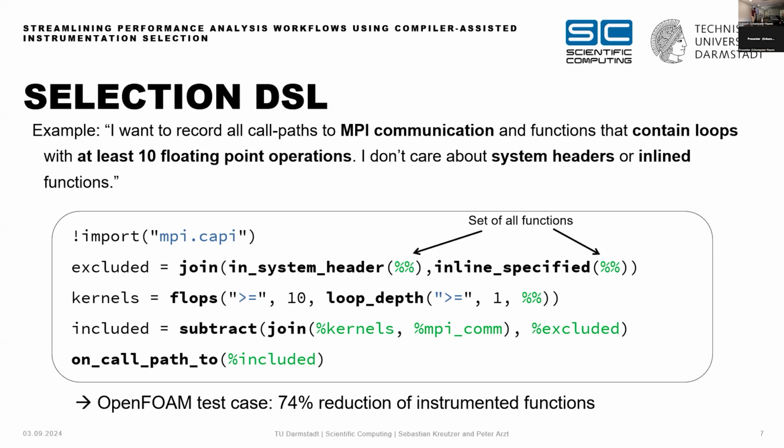Very briefly, this is how it would look in a CAPI query. You can combine and parameterize these individual selector modules, and then combine them to get your final configuration. For OpenFOAM, our specific test case, this led to a reduction of 74% of the instrumented functions, which of course doesn't translate directly to runtime, but if you reduce the clutter, then the analysis of the resulting profile can be simpler.